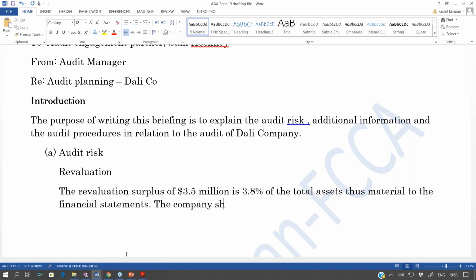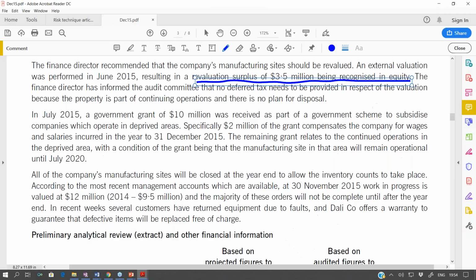The company should revalue the entire class of assets, that is all the manufacturing sites. What were they revaluing? Go back to the case. The finance director recommended that the company's manufacturing sites should be revalued. Should they value all the manufacturing sites? Because IAS 16 says the entire class of the asset, right? So should we value the entire class of the asset, all the manufacturing sites? Okay, so let's go back to the answer.